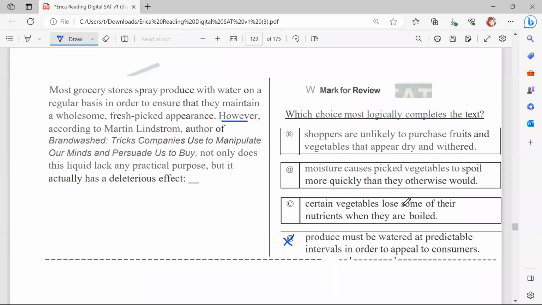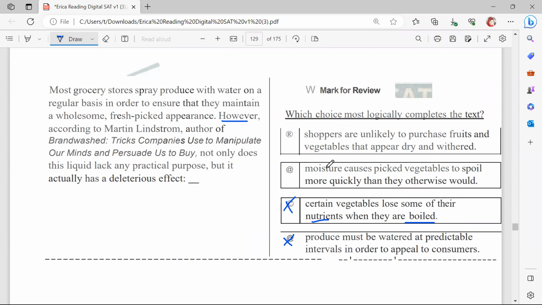Certain vegetables lose some of their nutrients when they are boiled. No, this doesn't have anything to do with spraying produce. Excellent. This is a total change of the focus. I didn't talk about that, right? Yes. It's not the exact topic I'm talking about.